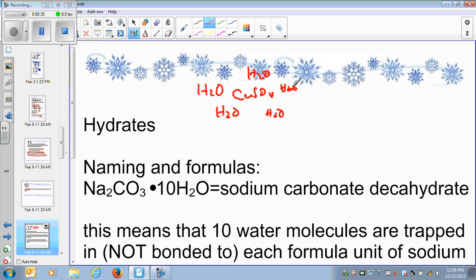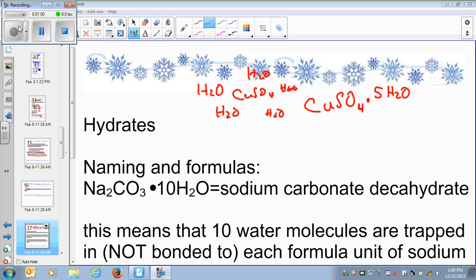So if it is surrounded by 5 water molecules, for instance, according to the example that I wrote here, I have CuSO4, which is copper 2 sulfate. I put a dot here, and it has 1, 2, 3, 4, 5 water molecules. It is not part of the chemical formula, it is attached to it. You have to understand the difference.